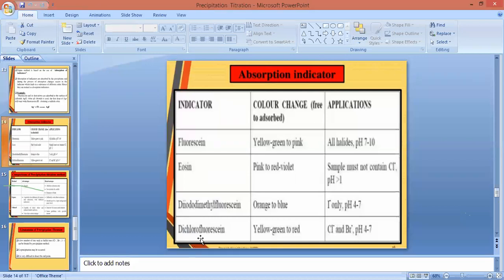And the fourth and last indicator used in the Fajans method of analysis is dichlorofluorescein. The color change for this indicator is from yellow to green.